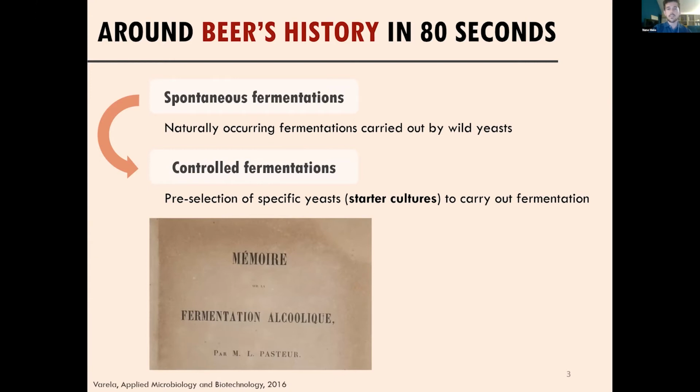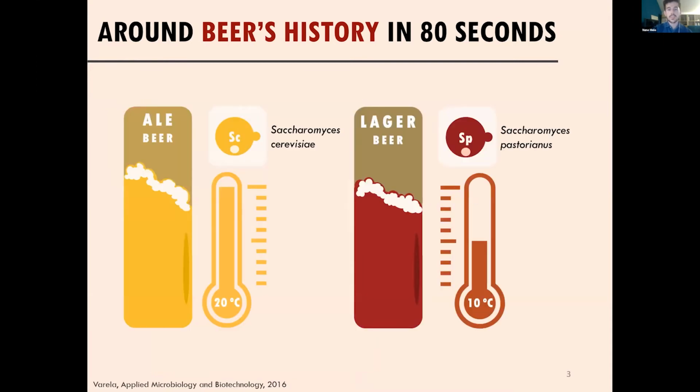And this means that brewers select very carefully the yeast that they want to use, and they add that specific yeast to the wort to then produce a beer with specific properties. And this is what we call the starter culture, the yeast that is inoculated or introduced in this controlled manner. And there are two main types of commercial beers today, the ale beers and the lager beers.